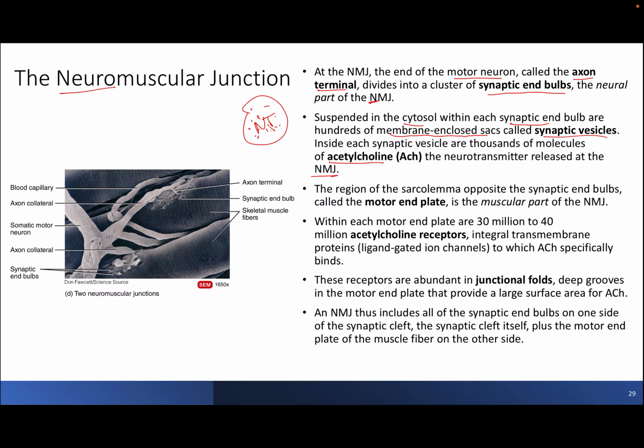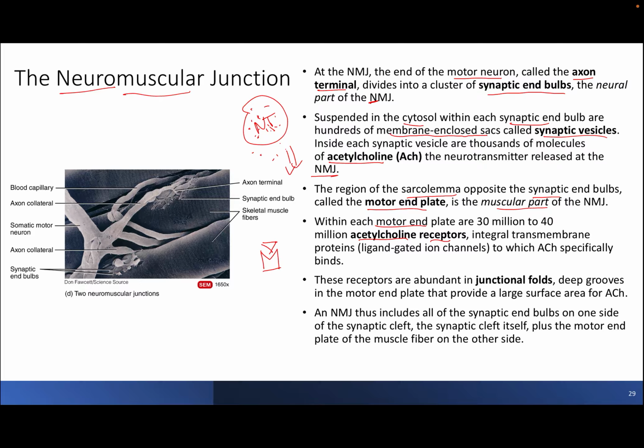Now, the region of the sarcolemma that is opposite our synaptic end bulb is called the motor end plate. And this is the muscular portion, the muscular part of our NMJ, our neuromuscular junction. Within each motor end plate, there are millions and millions of receptors, specifically acetylcholine receptors, right? So when acetylcholine is released, it diffuses across the synaptic cleft and binds to the receptors on that motor end plate, okay?